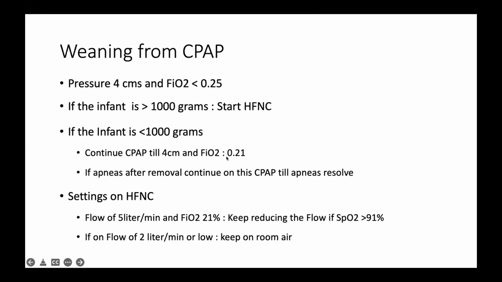Now, we have discussed to some extent how we wean the baby from CPAP. So we take the baby off CPAP when the pressure requirement is 4 and FiO2 requirement is 25% or less. If you're removing the baby from CPAP and if the baby is more than 1 kg, that is when the need for HFNC comes in. HFNC, high flow nasal cannula. And if the baby is less than 1 kg, we continue the baby on CPAP till the pressure requirement comes to 4 centimeters and FiO2 comes to 21%.